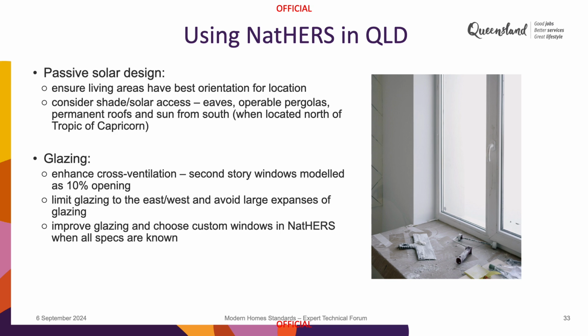So passive solar design will have the greatest impact on a rating for the least cost. It's really important to orientate the rooms within the home, so ensuring the living areas have the best orientation. So in the northern climates here in Queensland, that means protecting your living areas from the west-facing sun. So a good opportunity there is to place some of the rooms that you don't use as frequently, so your laundries, your bathrooms, on the west face.